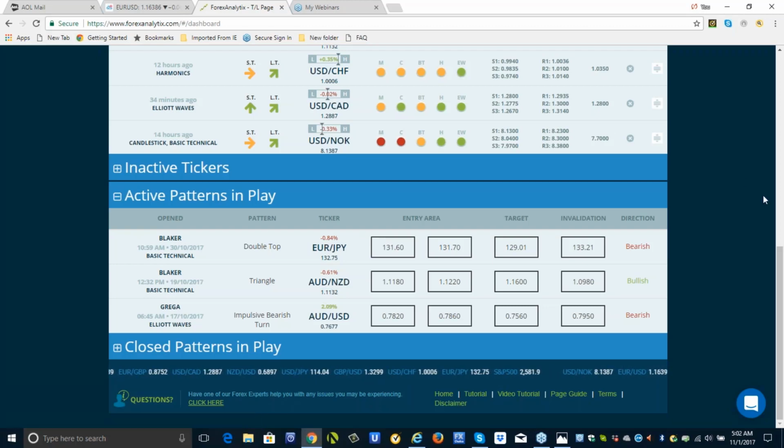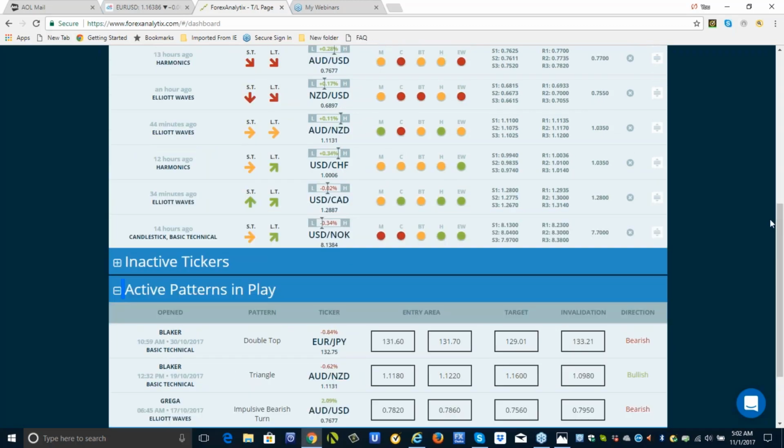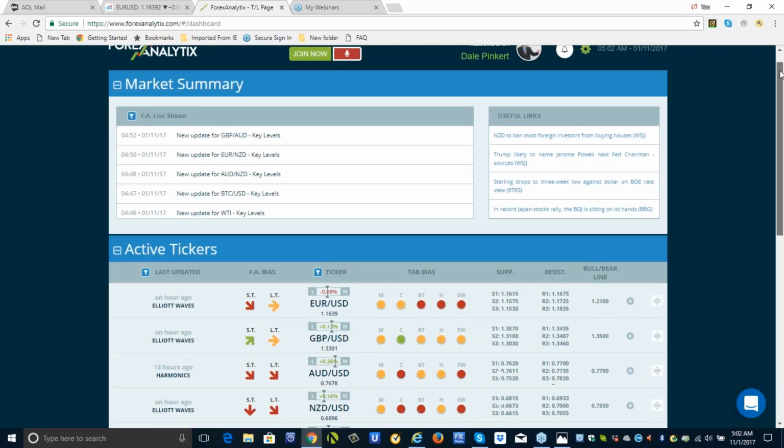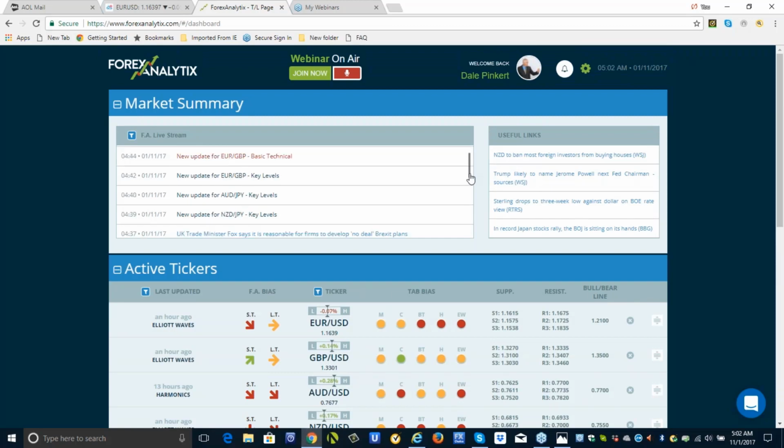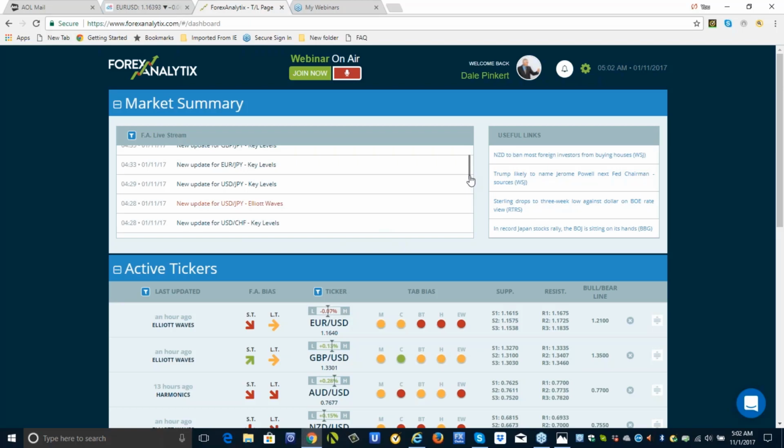Then what I'll do is I want to see what fresh ideas the team has come up with. So here's where you find all of these. I'll start going through here, and if I have a bias on a trade, I may take a look at what Blake is saying, or Nick, or Grega, or Steve, or Stell, and then I start going through their new updates.